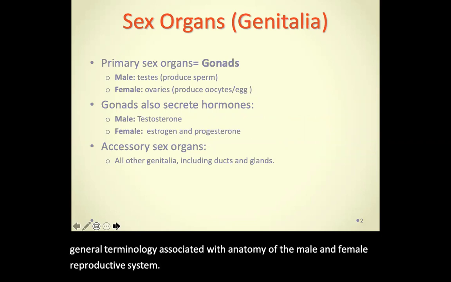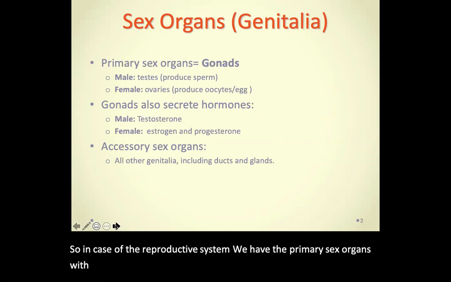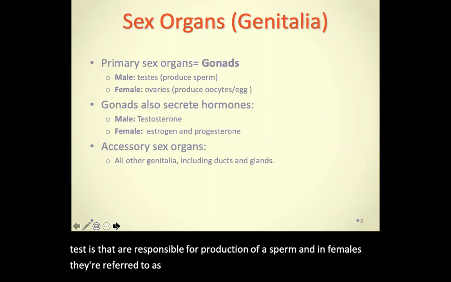So in case of the reproductive system, we have the primary sex organs, which are generally referred to as the gonads. In the case of male, gonads are the testes that are responsible for production of sperm. And in females, they are referred to as ovaries that are responsible for production of what we've identified as the oocyte, which is basically the egg.